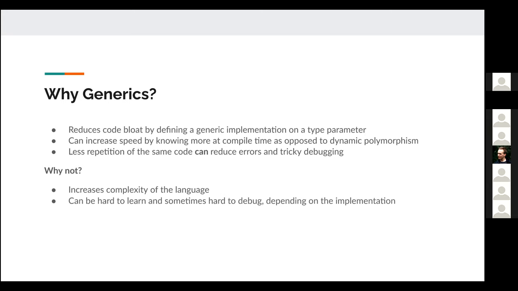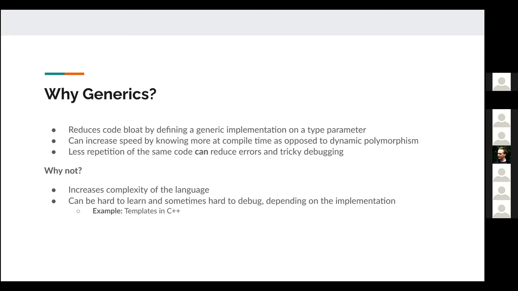So it's harder to learn. It can be very hard to debug because now you suddenly have to debug this function for 10 types instead of just the one type, and you know exactly what that type can do. And that depends on the implementation of generics in the language. So I want to say that Rust has a very good take on this that makes it easier to debug, at least than C++, which has generics implemented as templates.